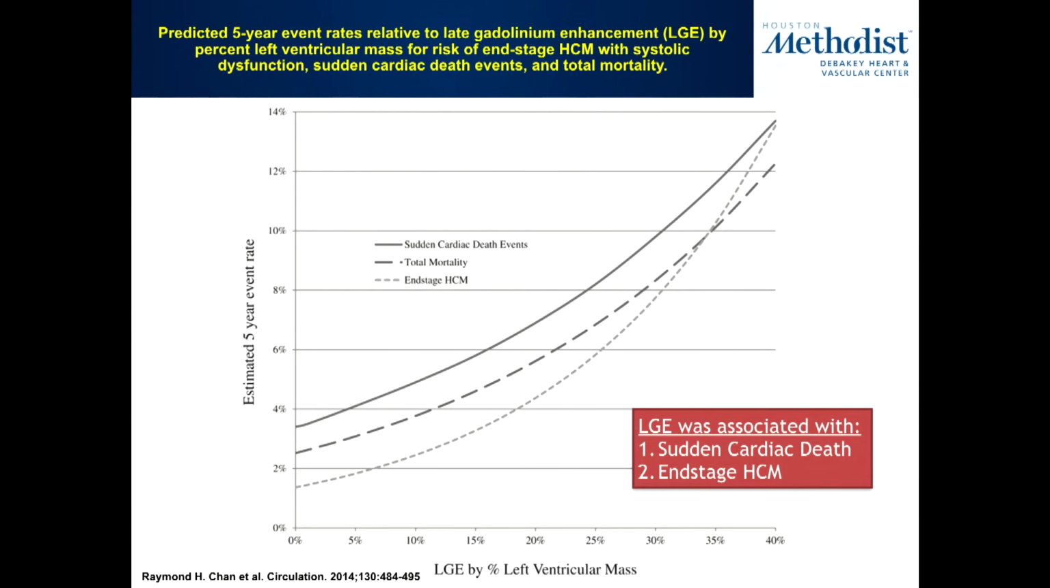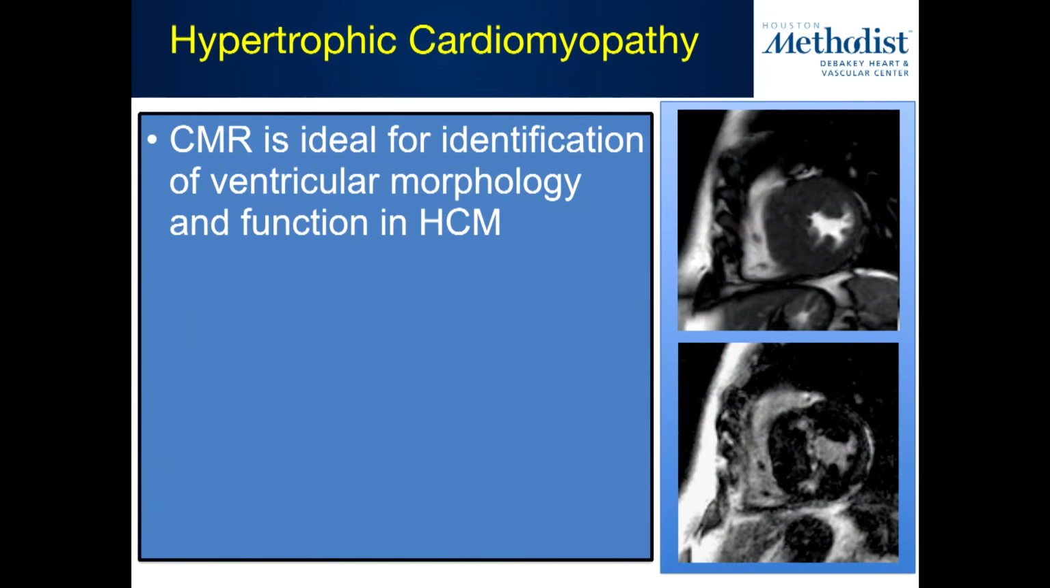So it can help you in identifying, or at least generating, a differential diagnosis, which includes hypertrophic cardiomyopathy, but also the extent of it helps you in identifying the prognostic significance in these patients.